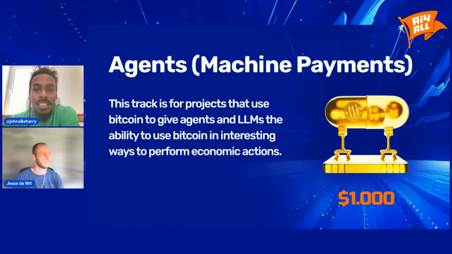The tracks are agents and machine payments. Basically, it could be as simple as wrapping your API with L402 and starting to accept Bitcoin payments. It can be something more complex, like the non-custodial stuff that Jesse's going to be showing. Jesse, if you have any ideas for people as well, that'll be great to tell them as well.